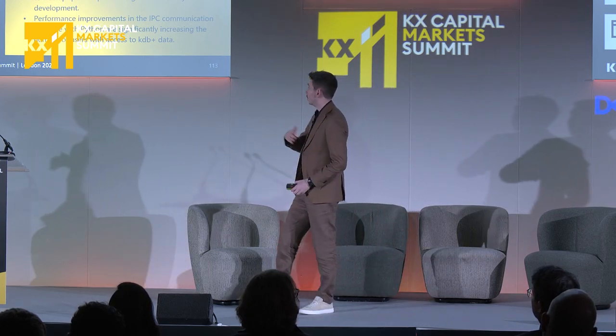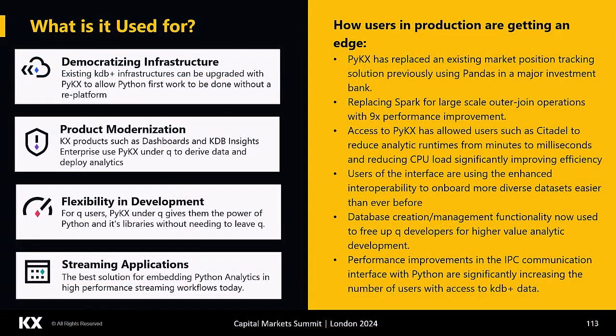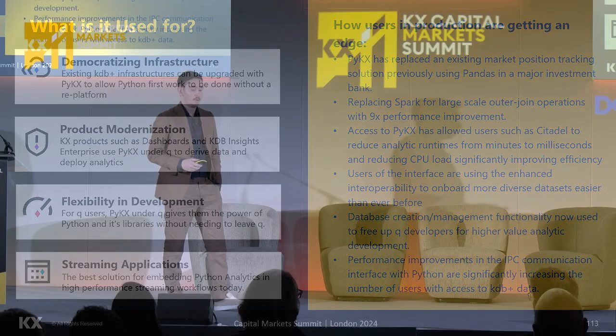Okay, so that's what it's used for, and then how are users in production using it. So I'll go through it. Client names in one case are provided, in the rest they're kept secret. So PyKX has basically replaced an existing market position tracking solution in one of the major banks. Previously they'd been using Pandas, doing upserts into Pandas data frames in order to manage their positions. PyKX multi-threaded is now doing that for them.